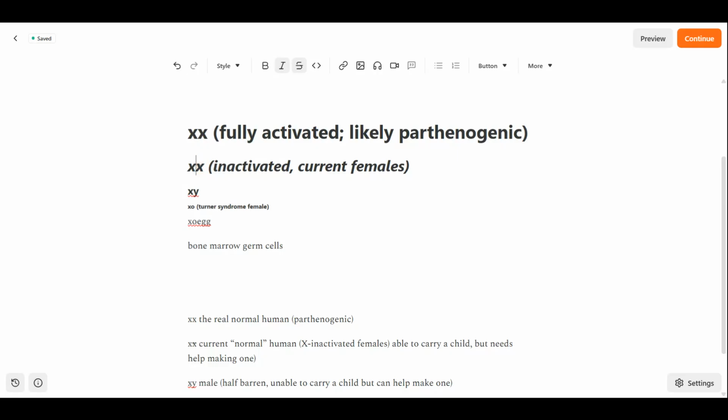But this one is available for you to use for biological processes, but this one is not. The reason it's not is because there is a thing called lyonization that inactivates this second X to make it unavailable for you to use for biological processes on a daily basis. So even though you have two X's, you're actually imitating this right here, where you only have one X. This is why you are unable to be parthenogenic.